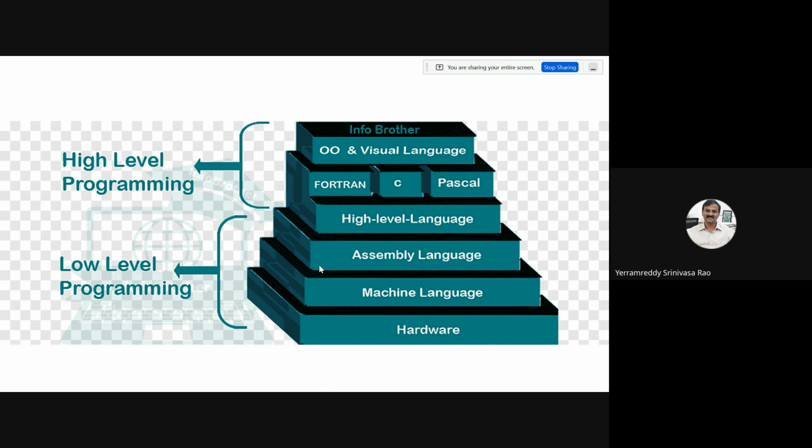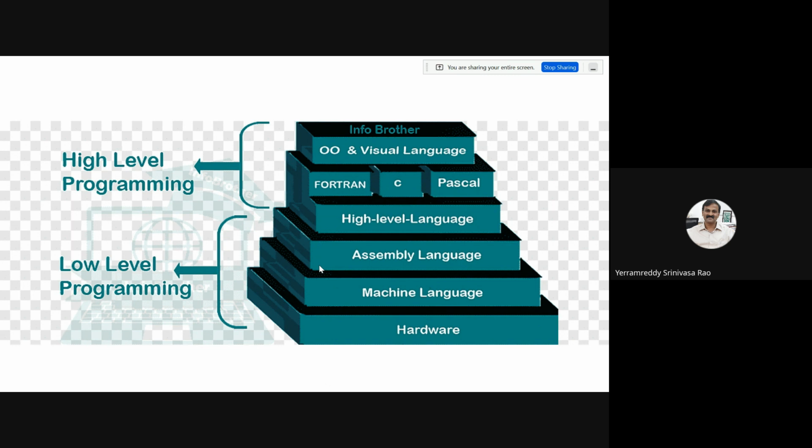Even that has gone to one level above, called visual language. So, in this course, the first course when I am teaching you all, I am teaching visual language, the highest level in the programming languages, right? So, what is visual language?